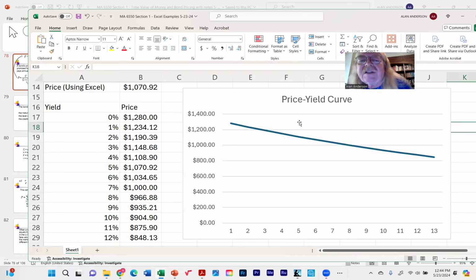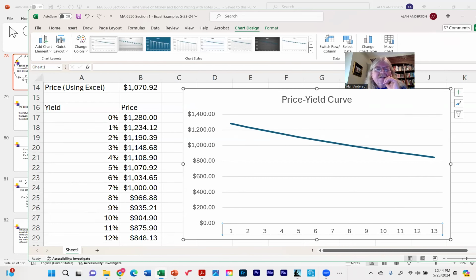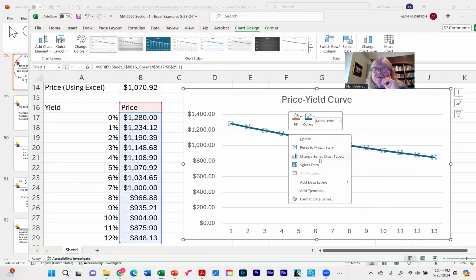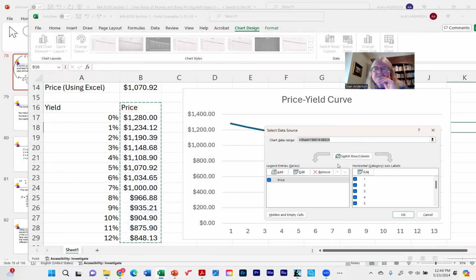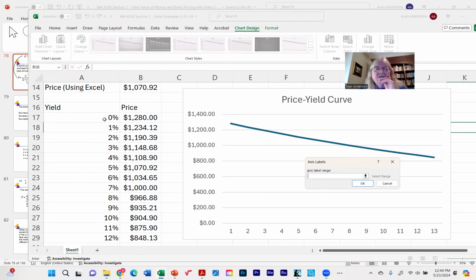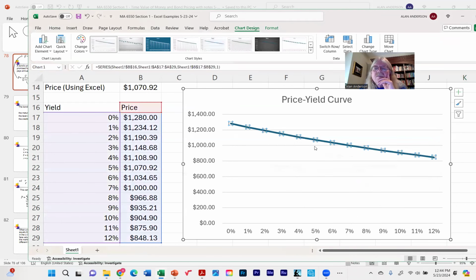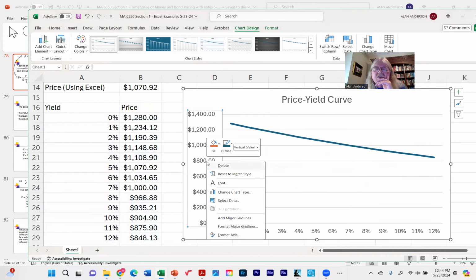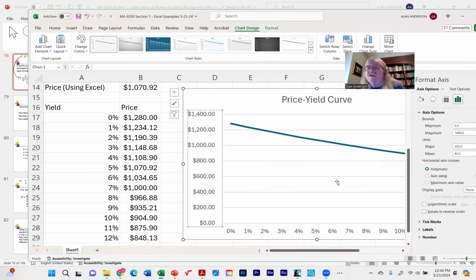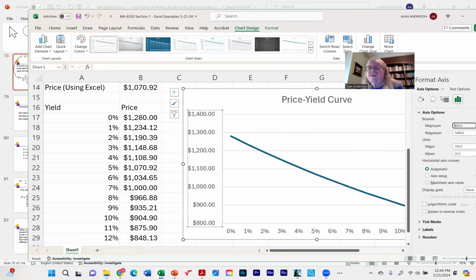I don't know how familiar you are with Excel, but one thing you can do is tell it that you want the horizontal axis to reflect these yields, not these numbers. Go to select data, edit the horizontal category axis label range. Okay, now that was easy, but I don't want all this blank space here because it'll affect the way the curve looks. So I can say, listen, don't show any values on the vertical axis less than $800. So the minimum over here is 800. I think it just looks better that way.